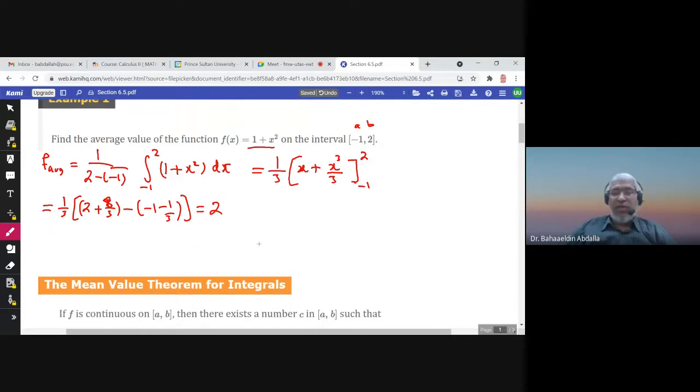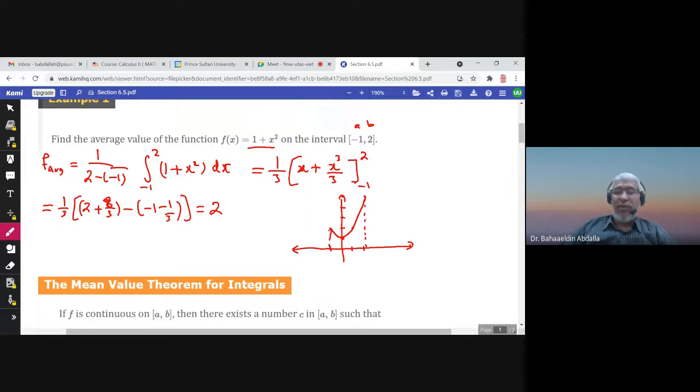What does it mean? This is the average height. So let us try to understand and graph this function. 1 plus x squared, the graph is a parabola 1 unit up. So at 0 it is 1, at -1 it is 2, at 1 it is 2, and at 2 it is 5. So this is the graph of the parabola in this interval.